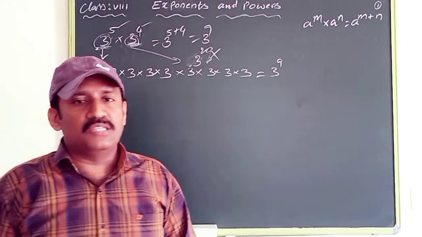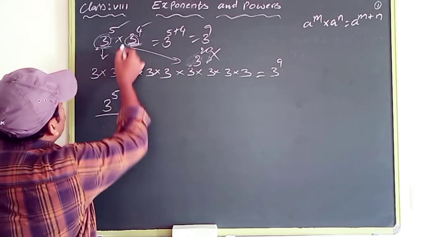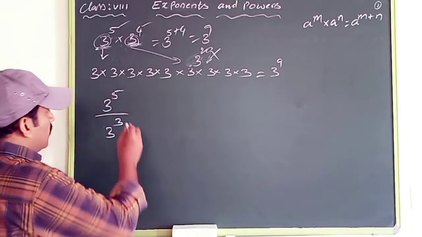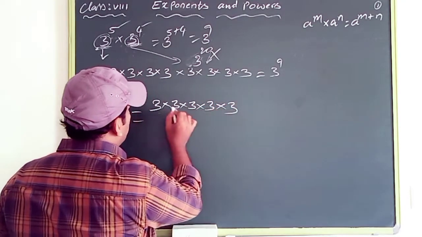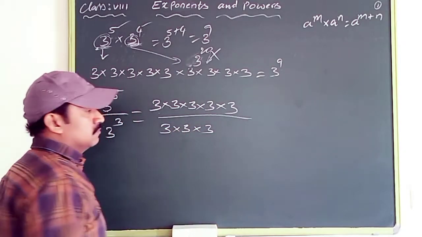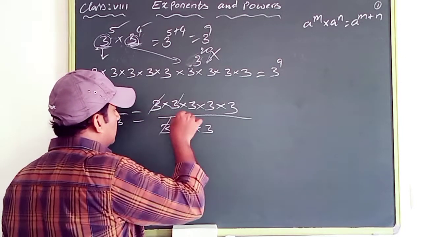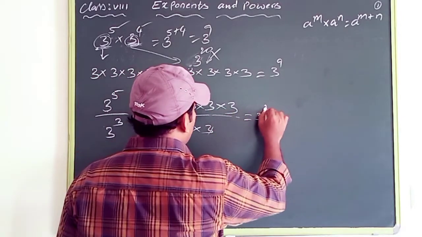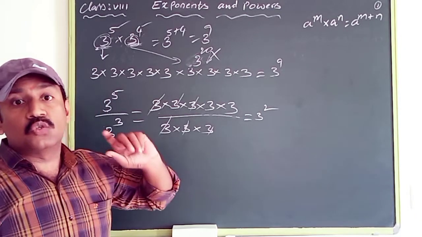Following? Next step. Suppose I take 3 power 5 by 3 power 3. Then what will I get? 3 into 3 into 3 into 3 into 3, 5 times. 3 power 3 means 3 into 3 into 3, 3 times, because power 3 is there. Now these 2 3's are cancelled, these 2 3's are cancelled, these 2 3's are cancelled. Finally, what I have is 3 into 3, that means 3 square.